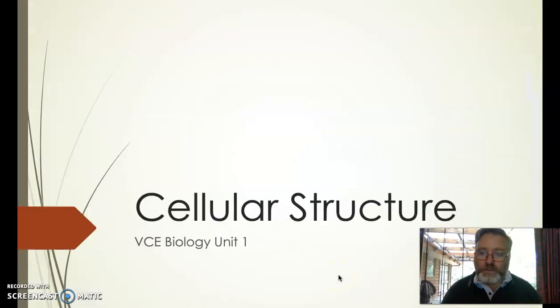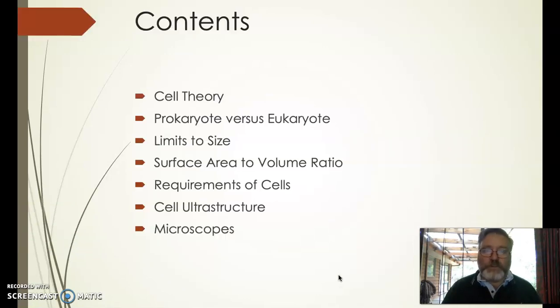So this first one is what we talked about in orientation week, but it's good for you to come back and refresh, especially when it comes down to exam time. So this is about cellular structure. What's cell theory? Prokaryotes and eukaryotes. Limits to size, so surface area to volume ratio is important. Requirements of life. The cell's ultrastructure, which we'll talk about. You'll have to be doing some research for your assessment task over the holidays. And of course microscopes, how we find all this stuff out. Technology and science hand in hand.